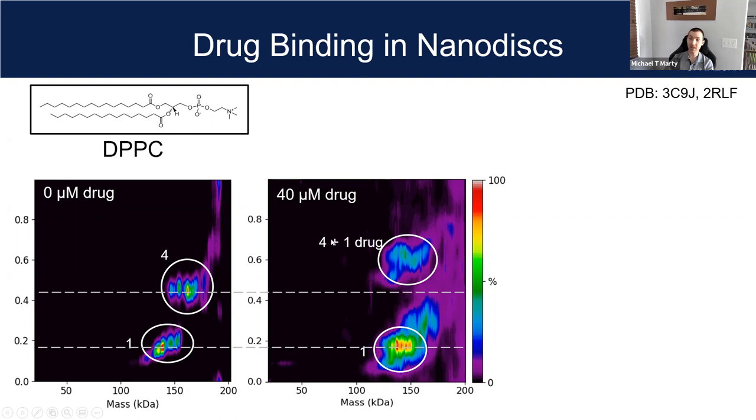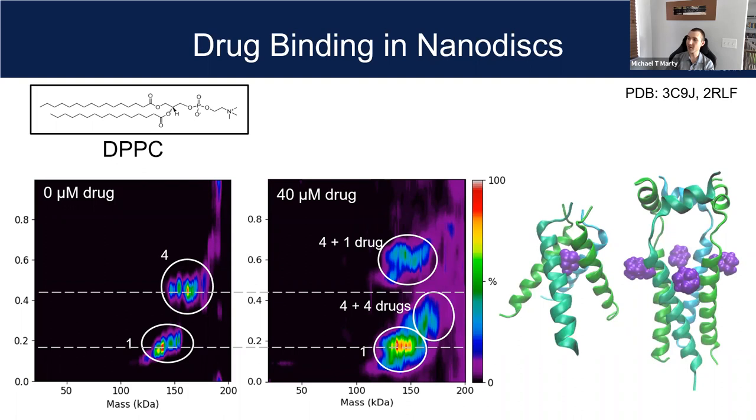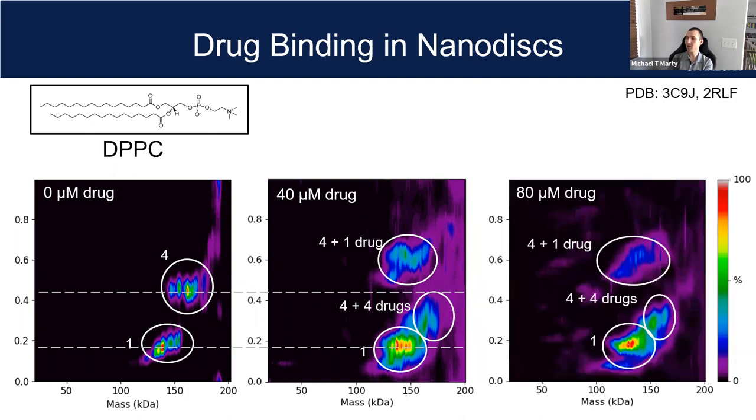So this is now showing that we're getting the tetramer binding one drug. We also see a second distribution down here that corresponds to four drugs bound. And so this agrees with the crystal structures or the NMR structures where they can see two different states. There's one where the drug binds in the center of the channel, but at higher concentrations, we start to see drug bound between the different monomers at these protein-protein interaction sites. And so we then added even more drug, went up to 80 micromolar. Now we see we deplete the one bound state and we get mostly 4+4.